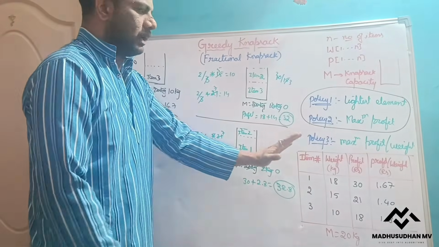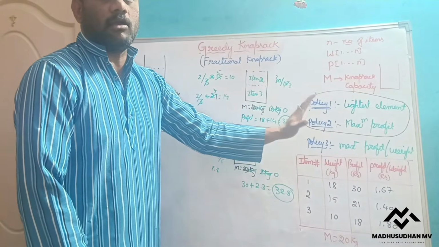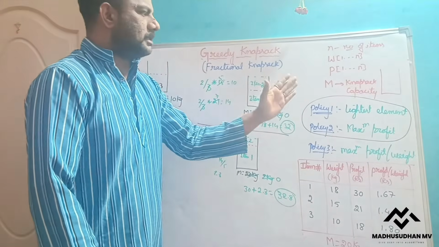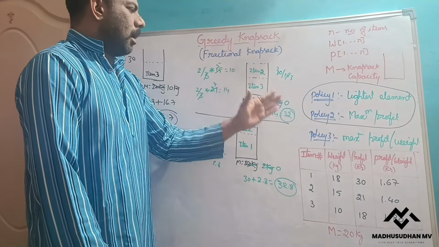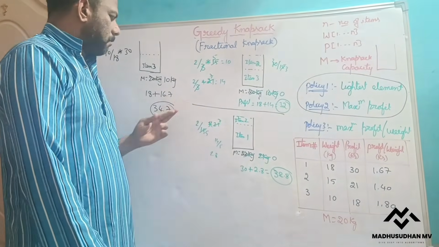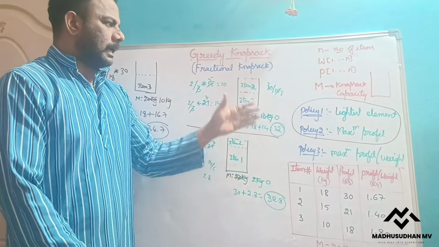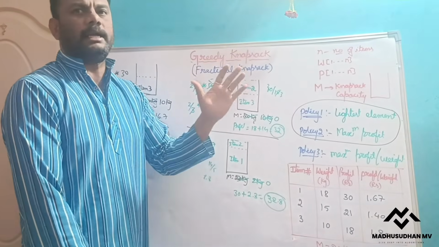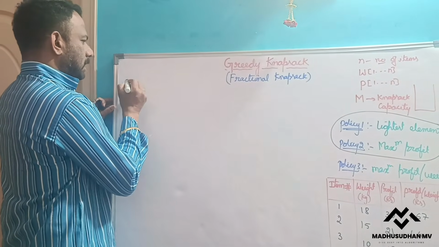So I took one example just to show you what all the policies are there in order to select the items by using the greedy technique. And these are the 3 policies, and with this we came to know that policy 3 always gives us the maximum profit. Hope you understand up to here. Now we will write the algorithm for this knapsack problem by applying the greedy technique. So now we'll write the algorithm for greedy knapsack.